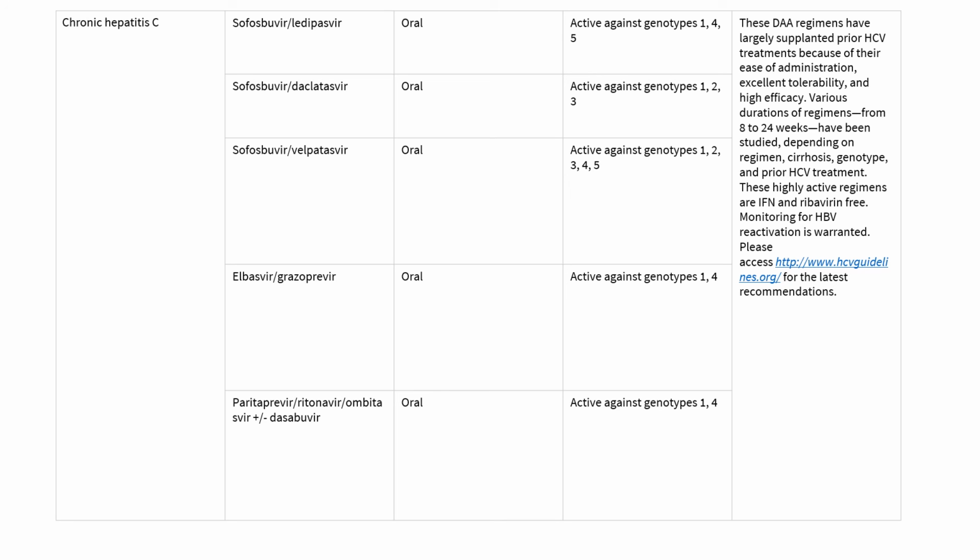The guidelines are present. Sometimes we added ribavirin for selected patients, and the duration of regimen varied from 8 to 24 weeks. It is being updated regularly. And here is a website for one of these guidelines.